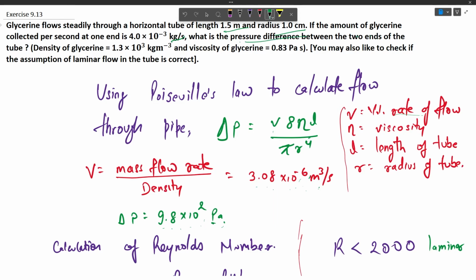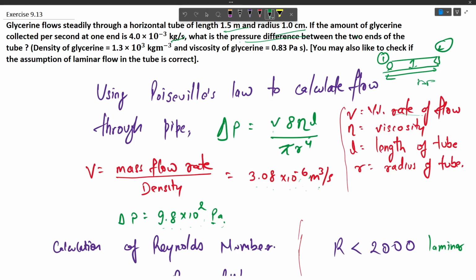So imagine this is a tube in which the glycerin is flowing from one end to the other, and the cross section radius is given, that is 1 centimeter, and the length of the tube is given, that is 1.5 meter, and the mass flow rate is given to be about 4 into 10 to the power minus 3 kg per second. So we have to find out the difference in pressure, delta P.